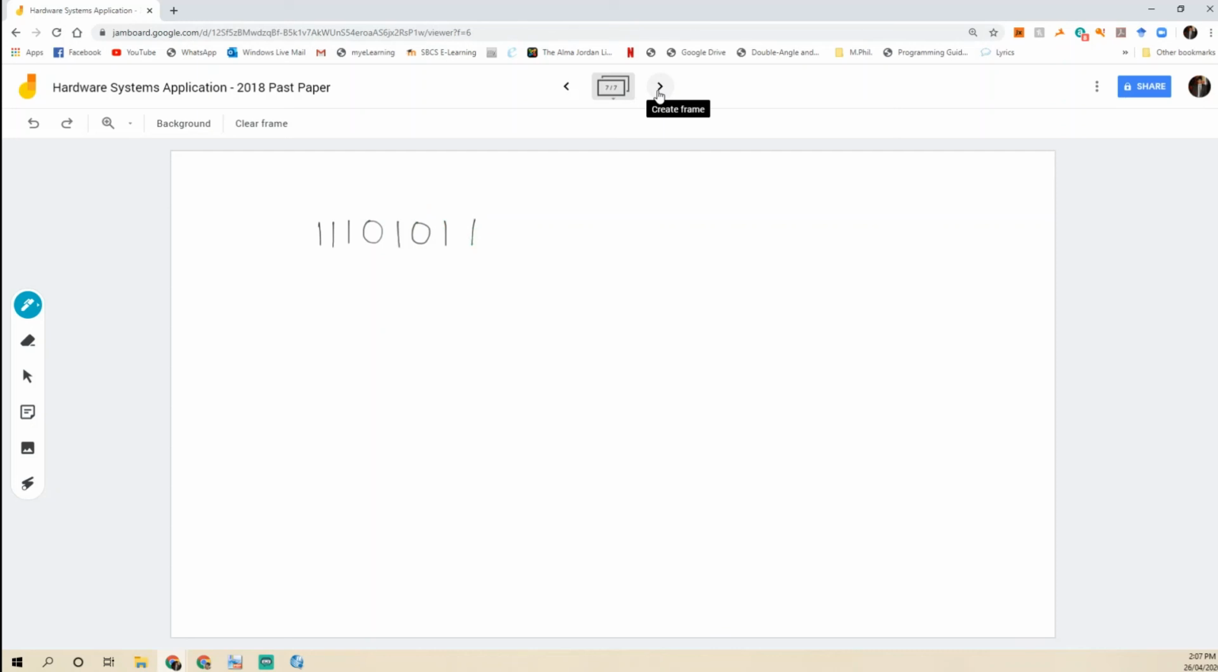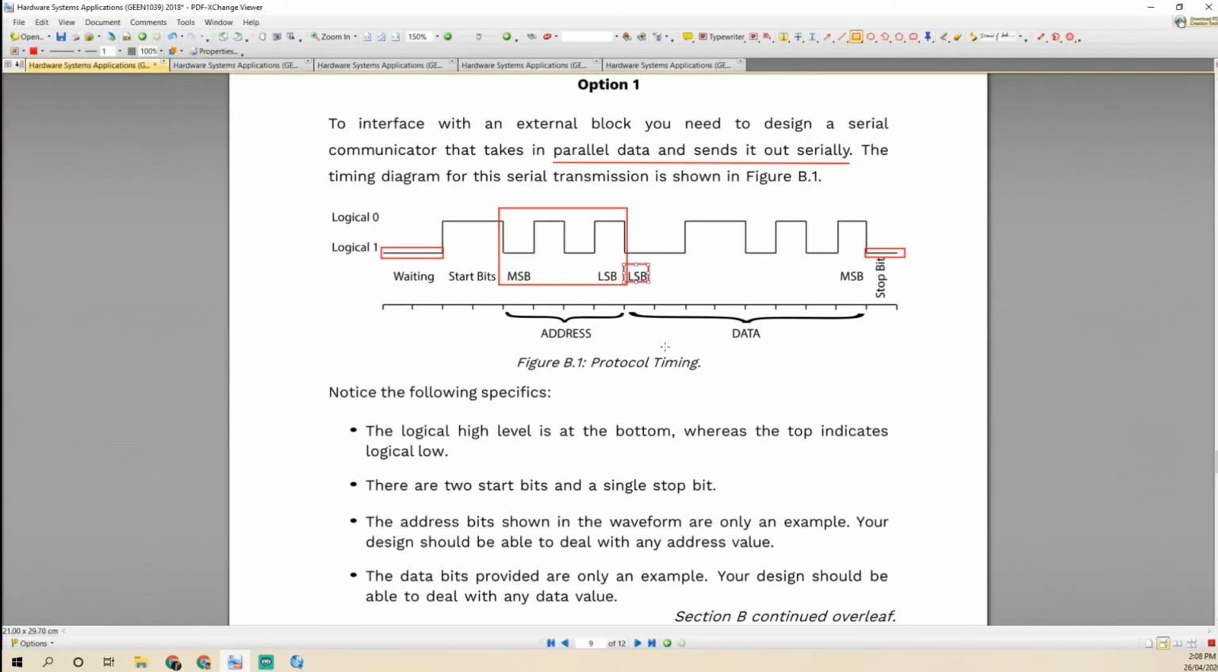I have this as my most significant bit, and I have this as my least significant bit. Now on the data out line, I would like to transmit this bit first, then this bit second, then this bit here, then this bit here, etc. So I want to transmit these bits from least significant to most significant in that order, because that's what the timing diagram tells me here.